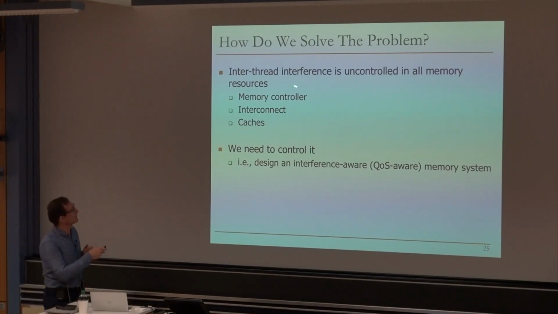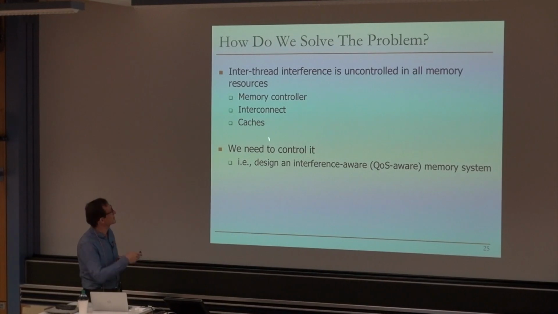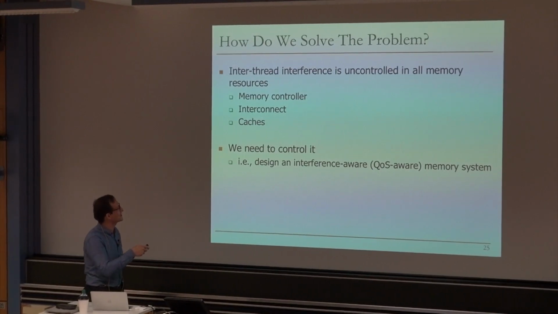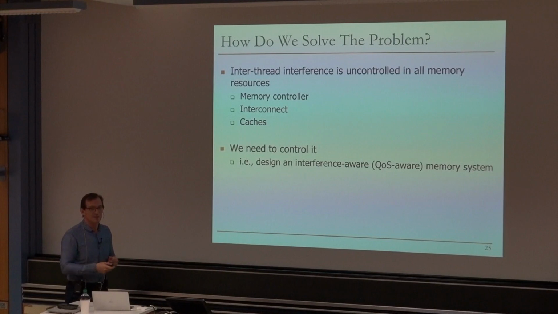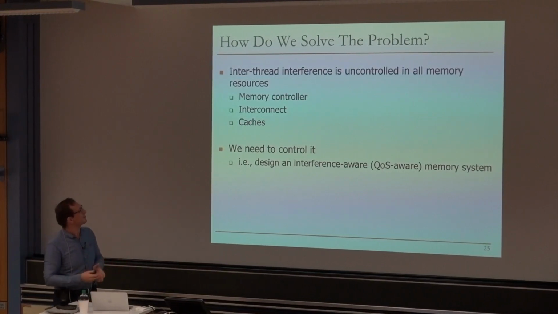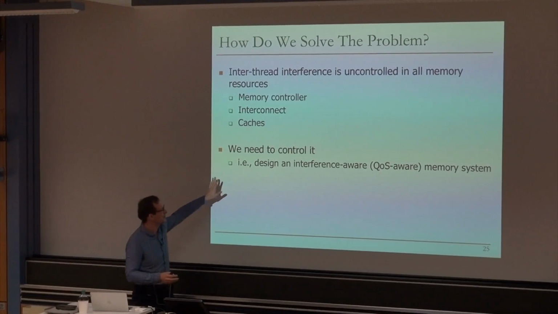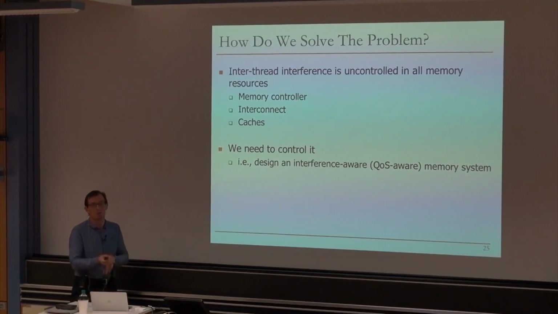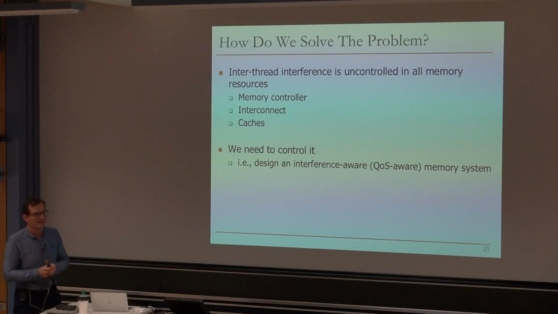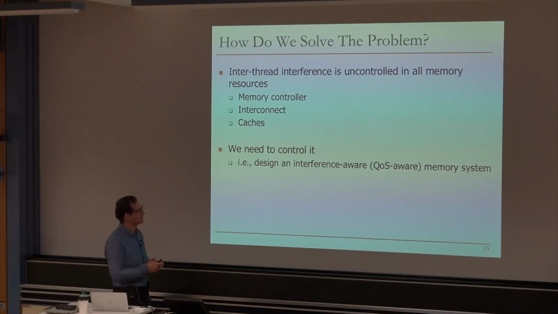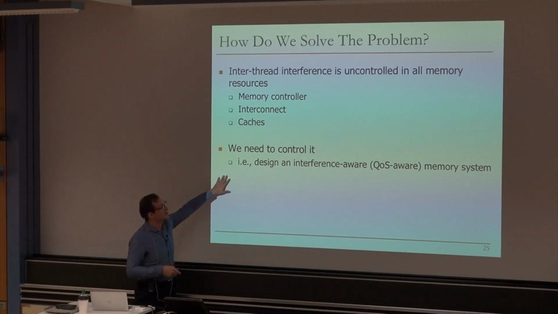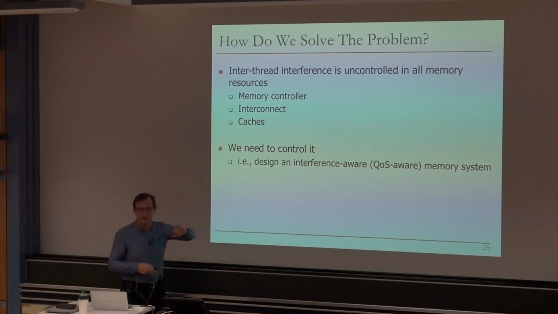But basically they're interfering with each other in different shared resources: the memory controller, interconnect, and caches. And this interference is uncontrolled. How do we provide quality of service, or how do we solve the problem? We need to control it. There's no other solution, actually. I don't think so. Or you over-provision the system and don't share. And that's not a good solution, right? That leads to all sorts of energy and efficiency issues. Basically, we need to design an interference-aware or quality of service-aware memory system.